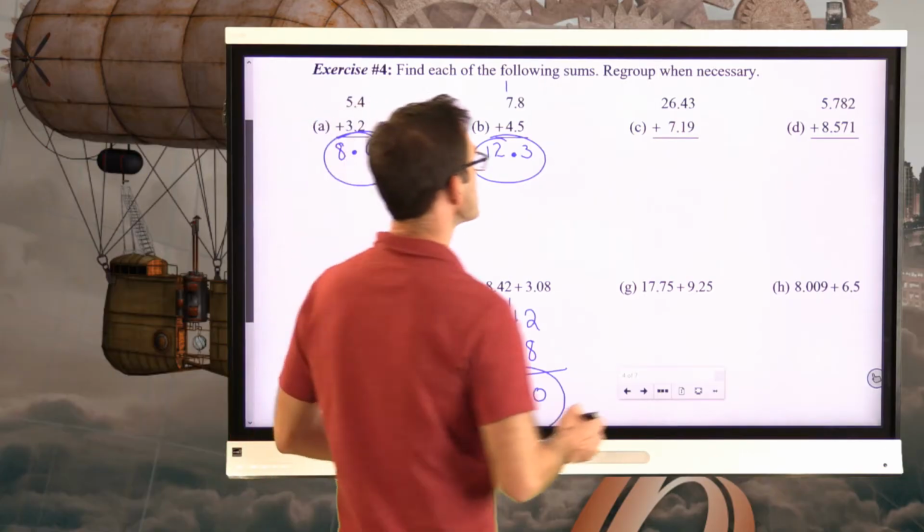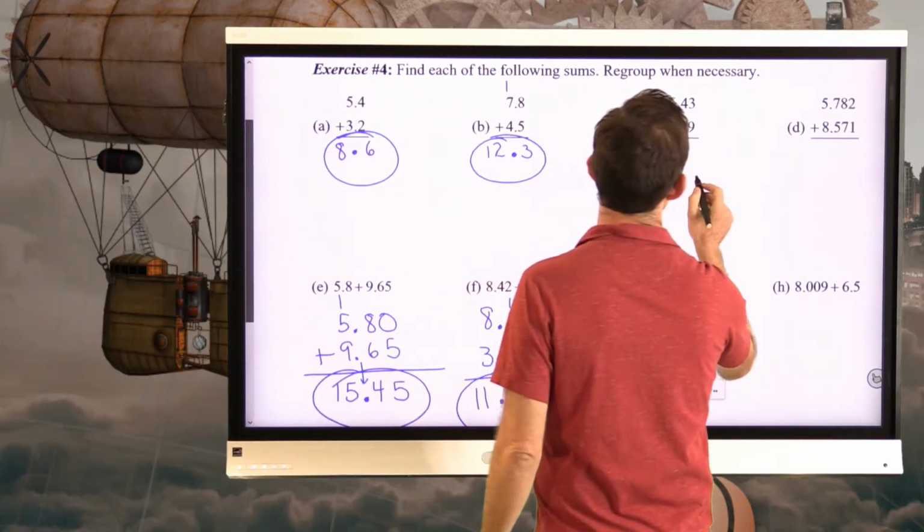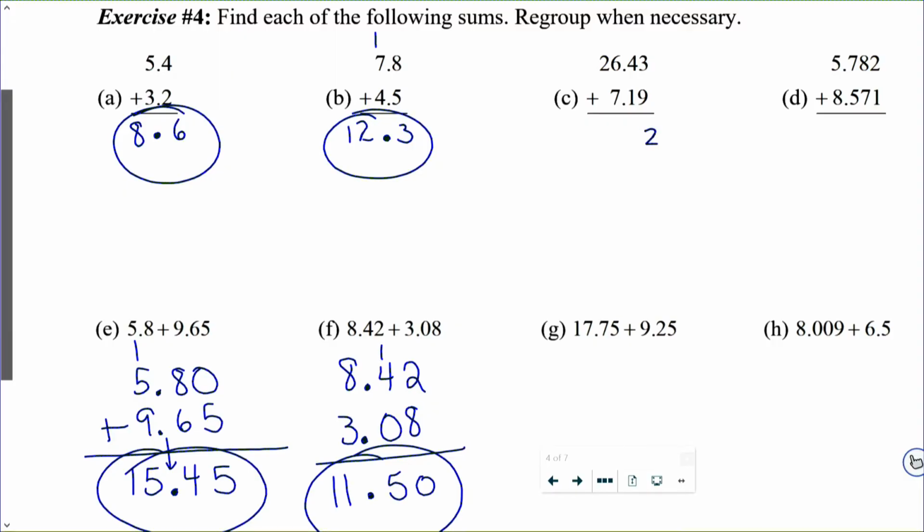Letter C. Simple enough here. We've already gotten written the way that we want it. 9 and 3 is 12. Carry the 1. 4 and 1 is 5, plus another 1 is 6. Now we've got our decimal point. 7 and 6 is 13. Carry the 1. And 33.62.